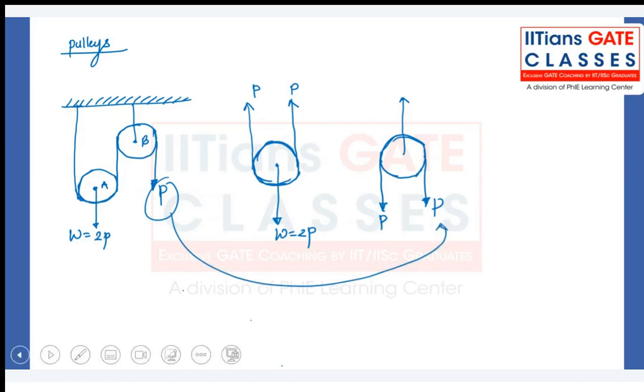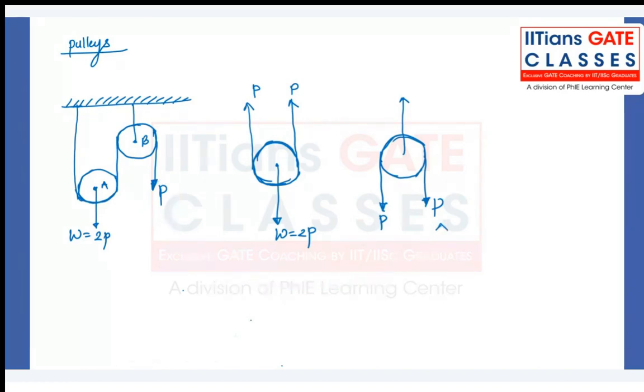So we can clearly see here 2P force is coming down, or 2P tension we have in the downward direction, then in the upward direction we should have the same 2P. So that's why 2P should be here. Okay. So in this way you can draw the free body diagram.